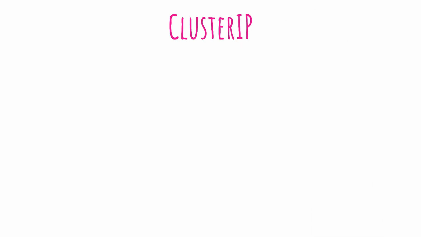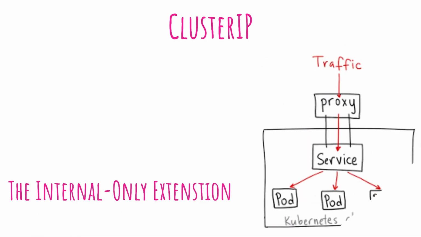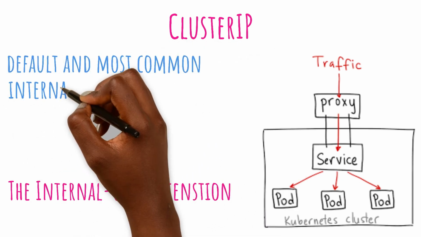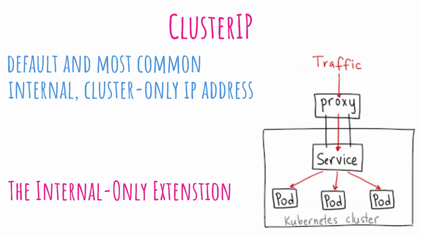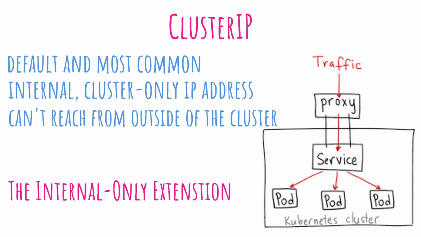ClusterIP is going to be our internal-only extension. This is the default and most common type of service. A ClusterIP service exposes your application on an internal cluster-only IP address. It is not reachable from outside of the cluster. Think of it as an internal phone extension at a large company.